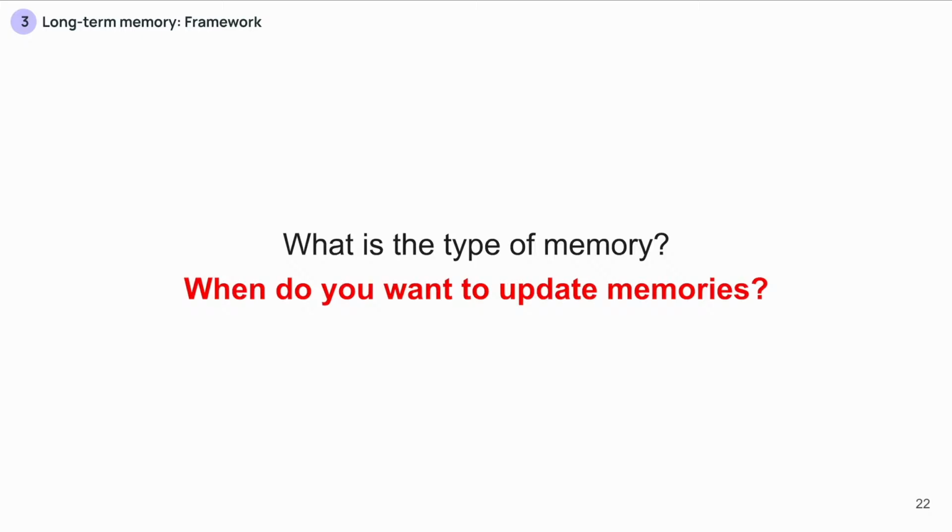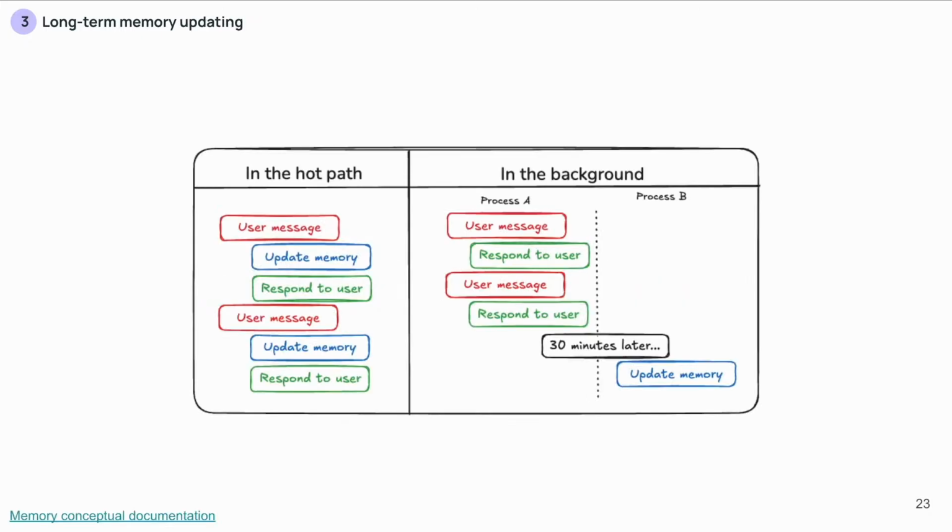Now the second question is, when do you want to update memories? There's two different ways to think about this. One is in the hot path of the application. I'm interacting with it, a user message comes in, a memory is updated, the chatbot responds, and so forth. That's exactly how the to-do app that we just showed works. Alternatively, you also can abstract the memory creation entirely away from the user. It can be a separate process that runs some period of time later.